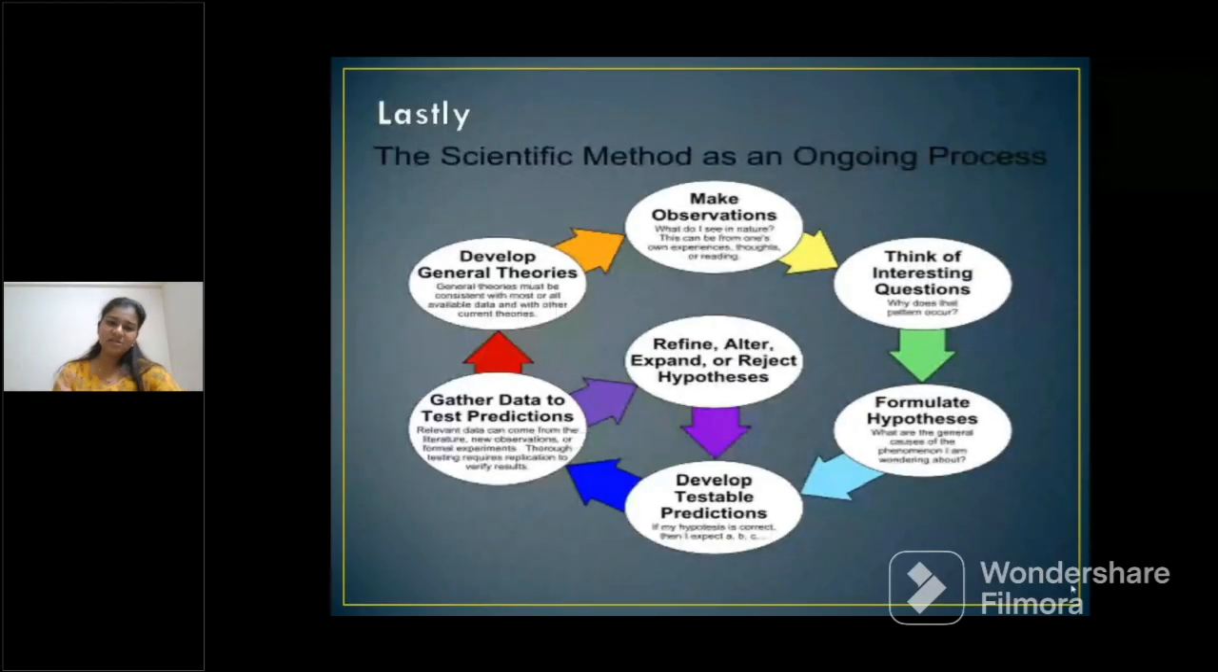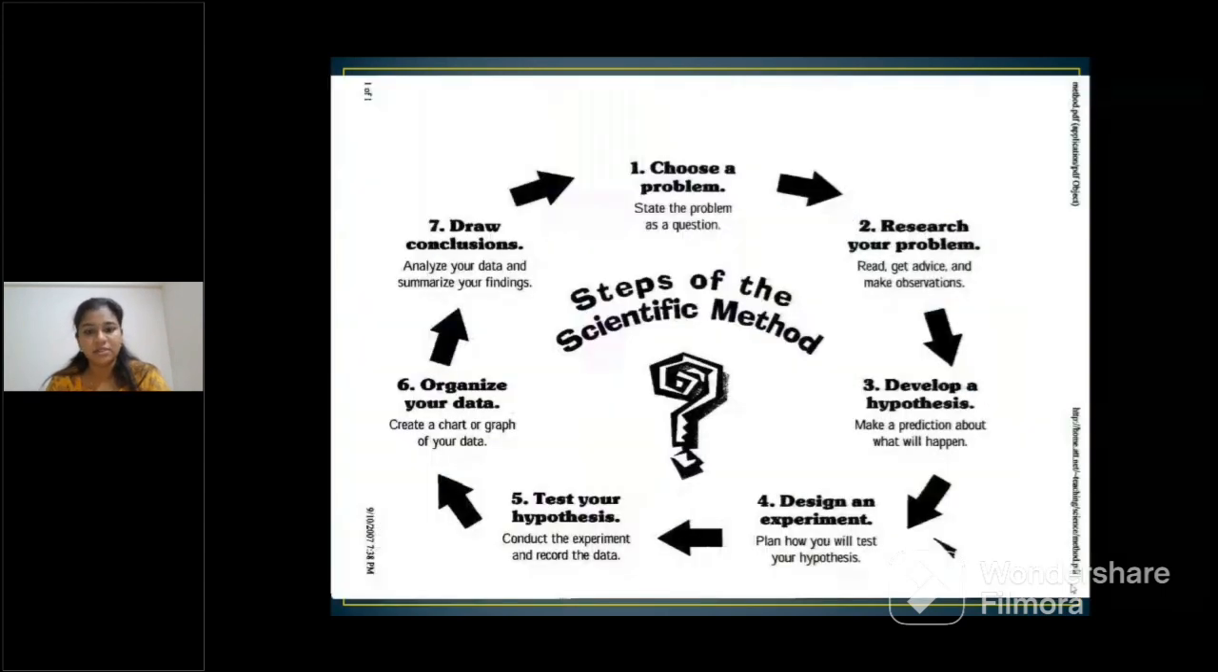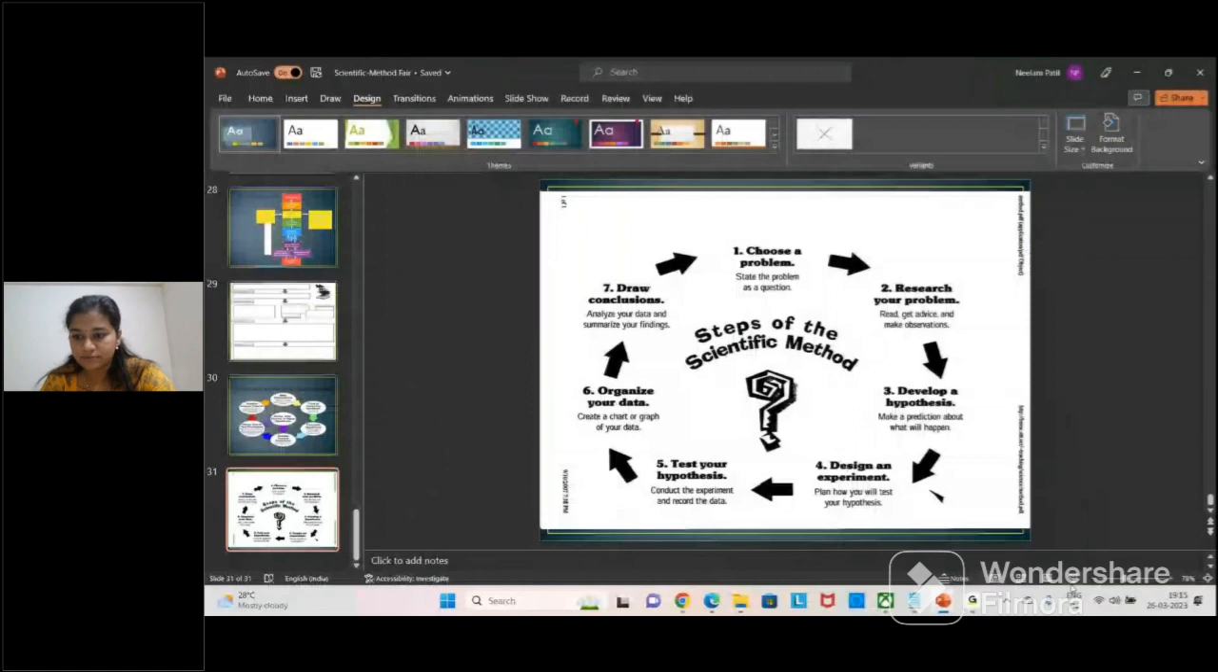So these are a couple of things. You will get a lot from the internet, so I will not emphasize reiterating it again and again. This is just a chart which focuses on how to do and the steps of the scientific method. Let me just share one more slide with you all.